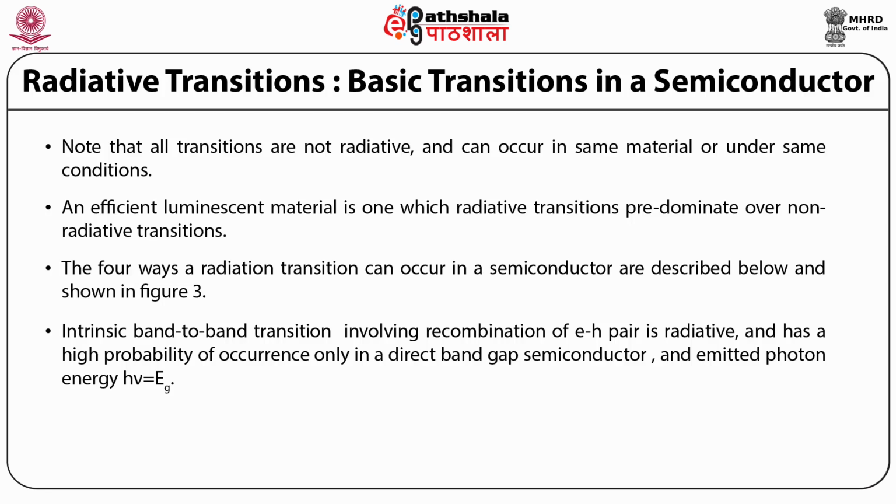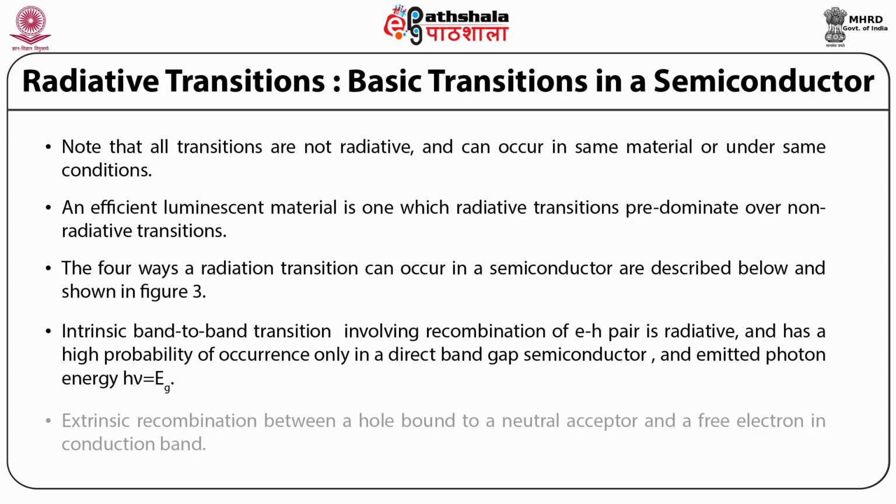It is radiative and has a high probability of occurrence only in a direct band-gap semiconductor. And the emitted photon energy, that is h nu, is equal to Eg. Second, extrinsic recombination between a hole bound to a neutral acceptor and a free electron in the conduction band.